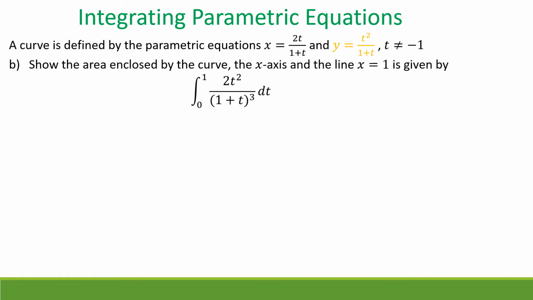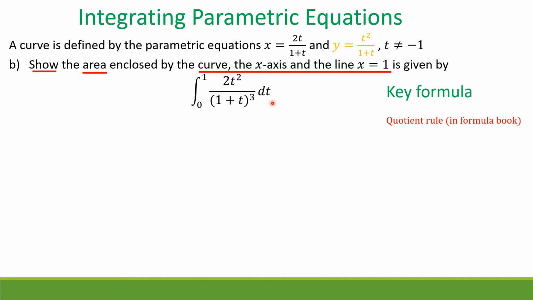Part B of this question says show that the area enclosed by the curve, the x-axis and the line x equals 1 is given by the integral between 1 and 0 of 2t squared all divided by (1 plus t) cubed dt. Now the key formula you're going to need to be able to answer this question is the quotient rule, which is given in your formula book.